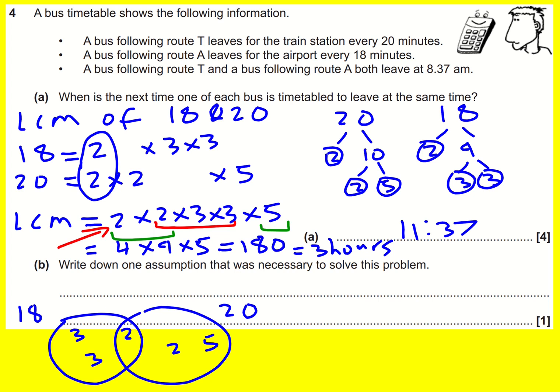I don't know. The other way you could have done it, of course, is you could have actually written down the times. You could have written, right, for 20 it's going to be 8:57 and then 9:17 and so on until they matched. In this case, that's going to take you a long time because it's 3 hours that it takes for them to match. So it is really useful.